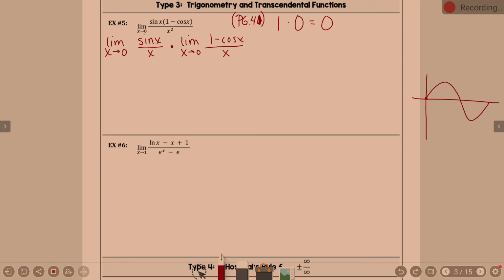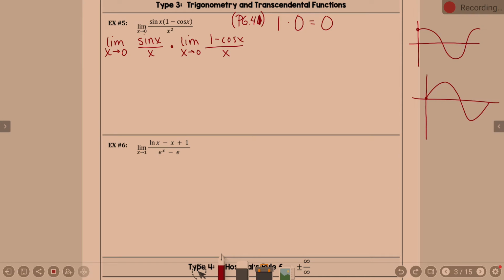Okay, so if you look at these individually, sine x over x is 0 over 0, isn't it? And if you look at this one, 1 minus cosine x over x, that's actually 0 over 0 also. Because, and this is where I go with my cosine curve, cosine at 0 is 1. I know you guys use quadrantals, that's fine. It's whatever works for you. But so 1 minus 1, that's 0 over 0.